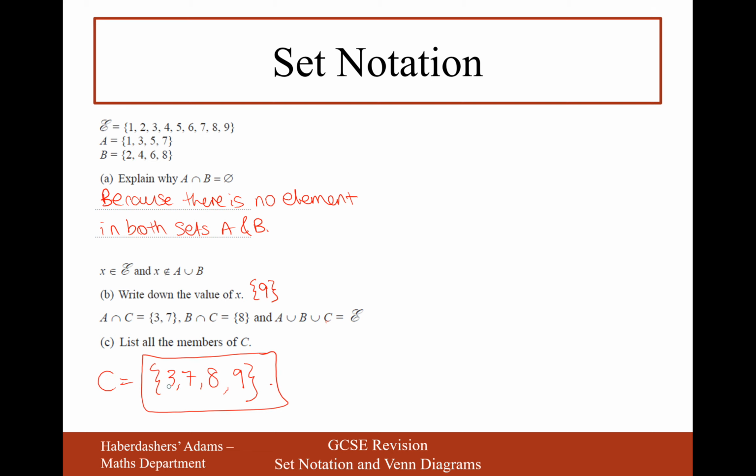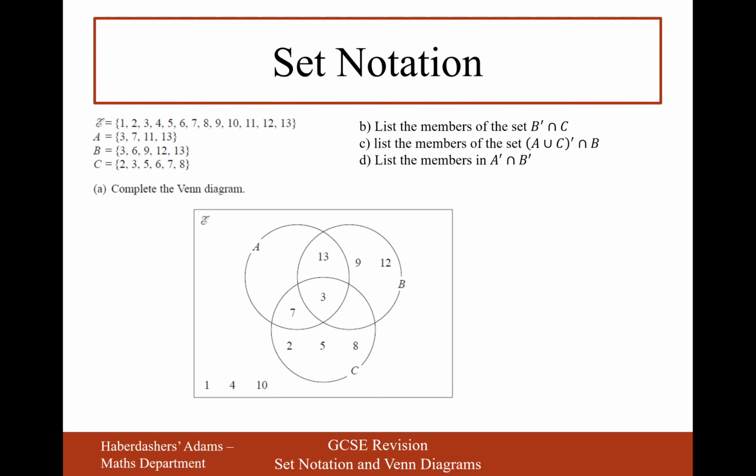It has to contain the elements 3 and 7, because that's what it shares with A. It has to contain the number 8, because that's what it shares with B. And it also has to contain the number 9, because when we combine all the three sets together, we get the universal set. So there we are, that's the answer to this question. Okay, so let's move on to the next question. Pause the video and give this one a go.